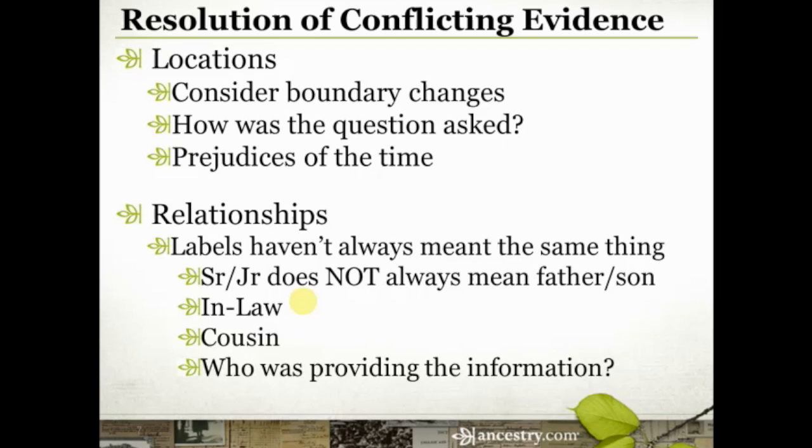son-in-law. The word cousin, the word nephew, aunts and uncles, all of those sometimes are used as very loose relationships. And so don't assume that just because somebody's listed as a cousin that means that this person is the son of the aunt or uncle, okay? Sometimes you have to be a little bit more creative in looking at those relationships. Also take into consideration who was providing the information.